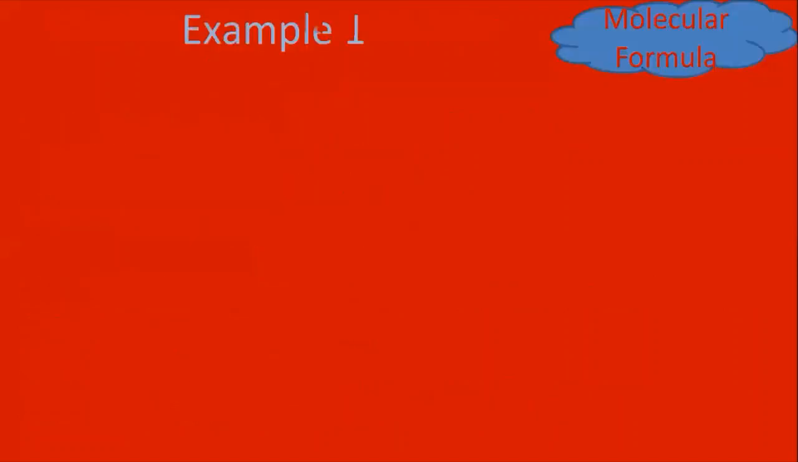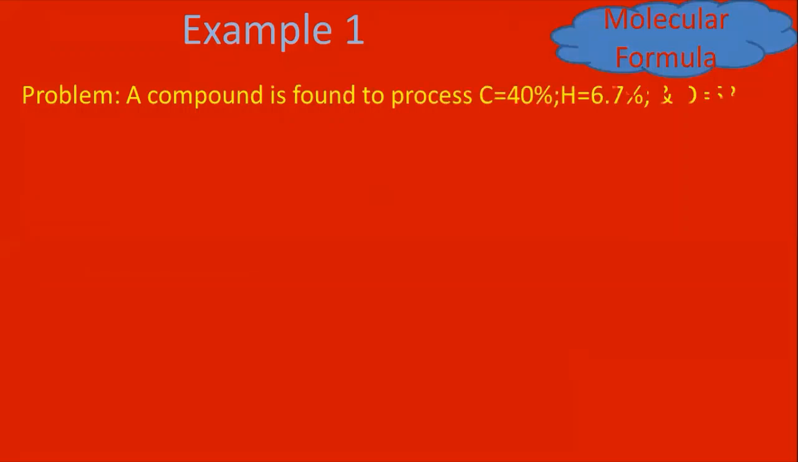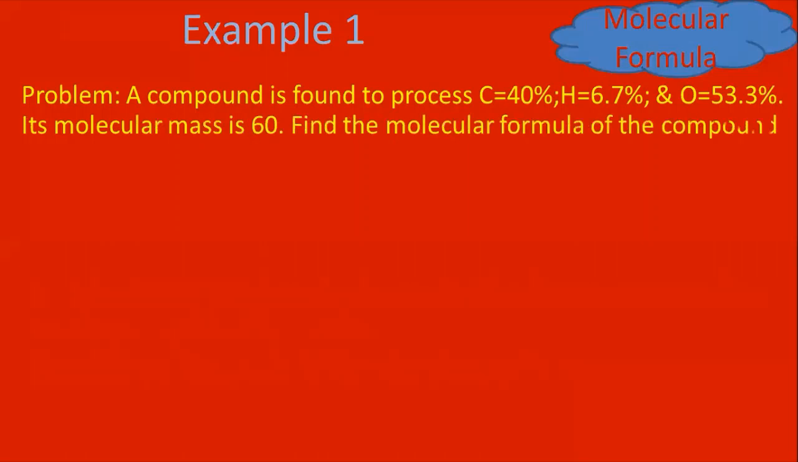Let us discuss this with some examples. So first example, you see. The problem is: a compound is found to possess C equal to 40%, H equal to 6.7%, and O equal to 53.3%. Its molecular mass is 60. Find the molecular formula of the compound.